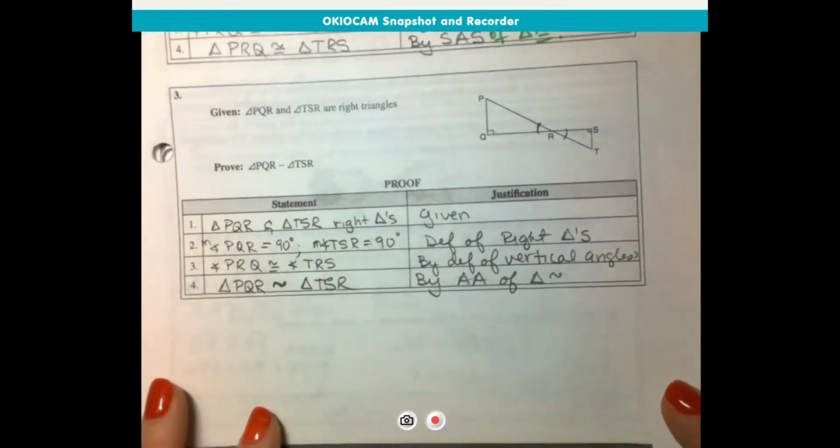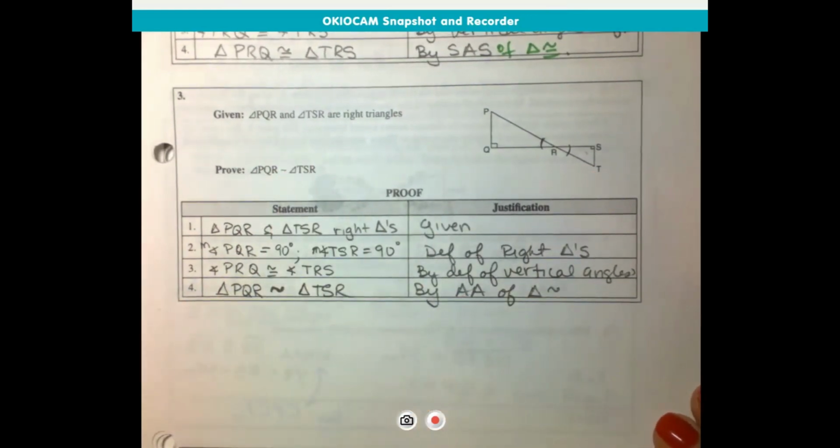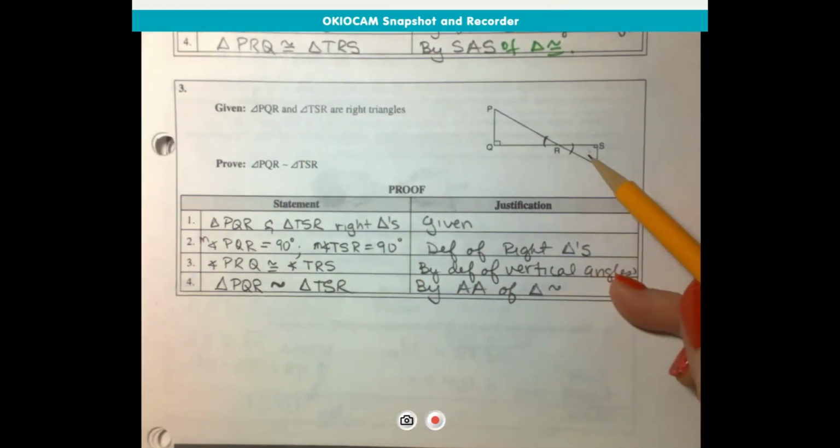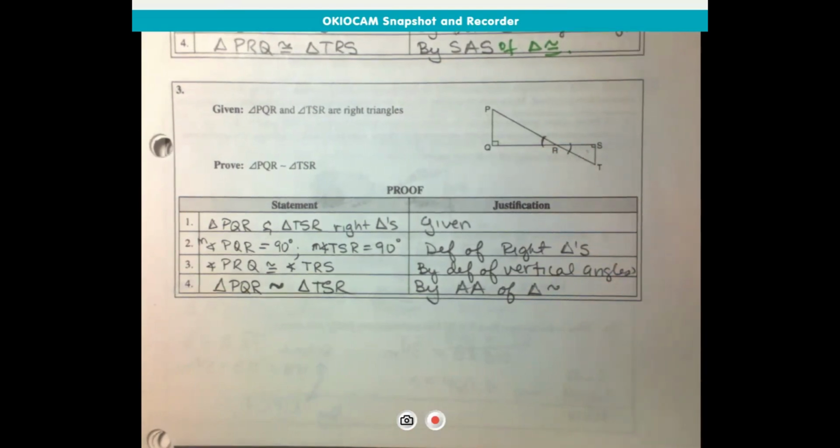Then you have this other one, 3. That's to prove similarity. By angle, they tell you that that's right, and these are vertical angles. So by angle, they're similar.